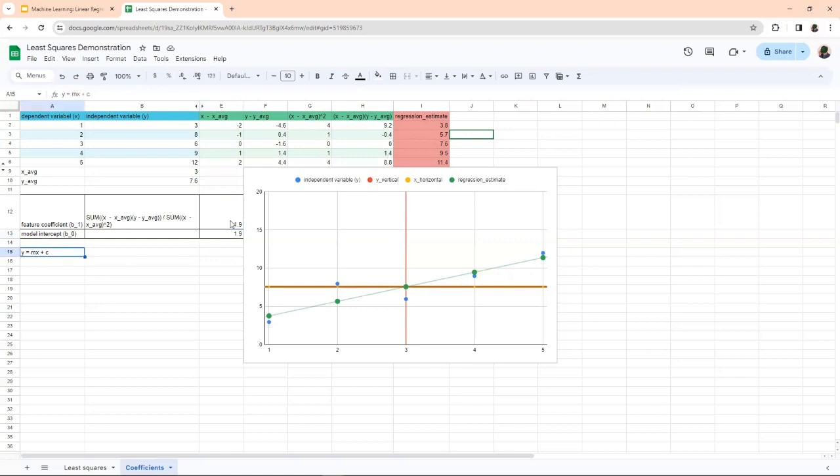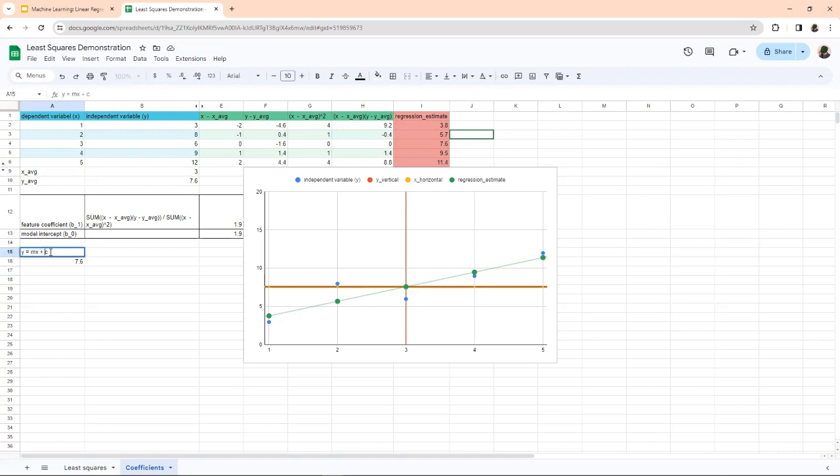Yes, that is how you find y equals b0. We know that our regression line passes through the x average and the y average. So we can now say that y is equal to 7.6, and x is equal to 3, and we try to find c.